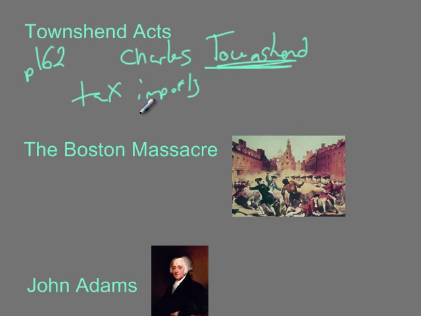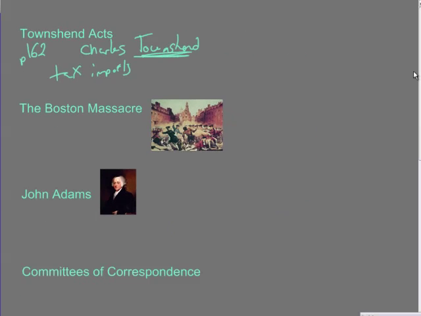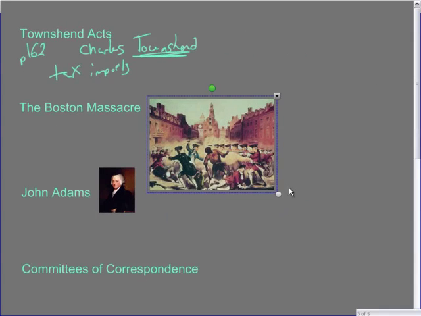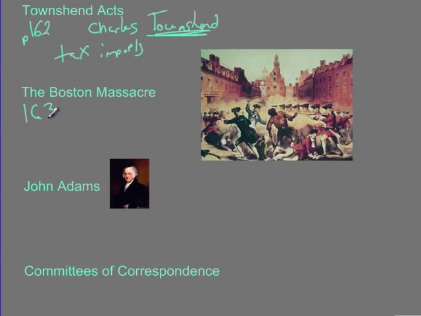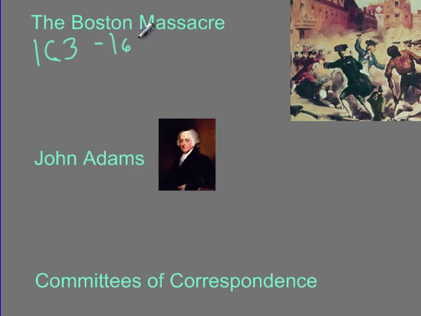So the colonists are getting a little restless. They're forming these protests, boycotts, all this kind of stuff. King George III is now the king, so he sends over more troops, and he sends a lot of troops to Boston because that's where a lot of the protesting and boycotting is centering around. This results in the Boston Massacre, pages 163 through 164.